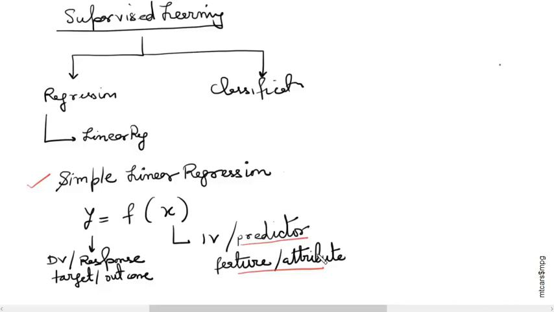Now the dependent variable is usually denoted as y, and the independent variables are denoted as x's. Dependent variable is also known as a response variable or target variable or the outcome variable, and the independent variable is also known as a predictor or a feature or an attribute.